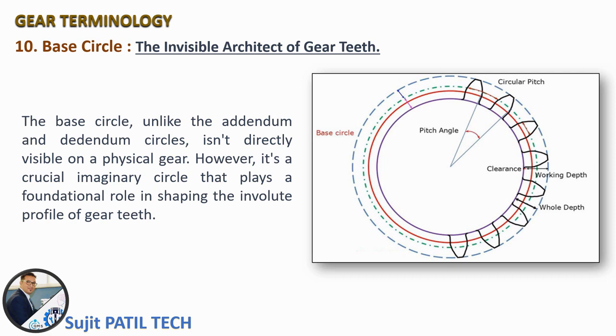10. Base Circle. The invisible architect of gear teeth. The base circle, unlike the addendum and dedendum circles, isn't directly visible on a physical gear. However, it's a crucial imaginary circle that plays a foundational role in shaping the involute profile of gear teeth.